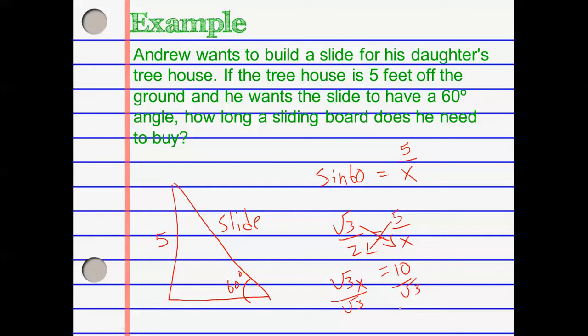So now we're just going to find what square root of 3 is. We're going to round and say that square root of 3 equals 1.7321. So now we're going to take 10 and divide it by 1.7321, and that's going to give us 5.77. So x equals 5.77. That's about how long, if he wants his slide to have a 60-degree angle, the slide length needs to be 5.77 feet long. And that's the end of special right triangles part 2.